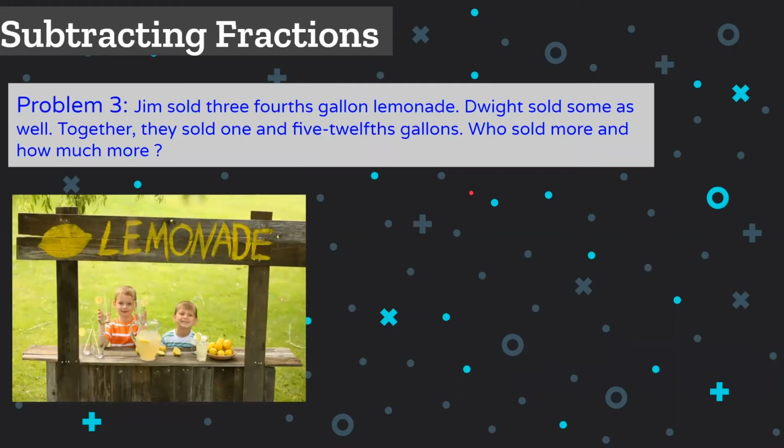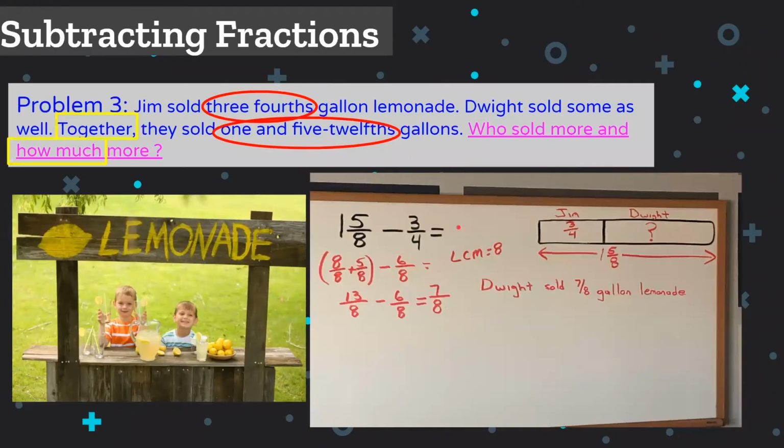Jim sold 3/4 of a gallon of lemonade, and his friend Dwight sold some as well. Together, they sold 1 5/12 gallons. Who sold more and how much more? Okay, we've got 2 questions here, and hopefully when you look at the questions, you'll be able to work on this and circle a few things like we do in our cube methods, right?